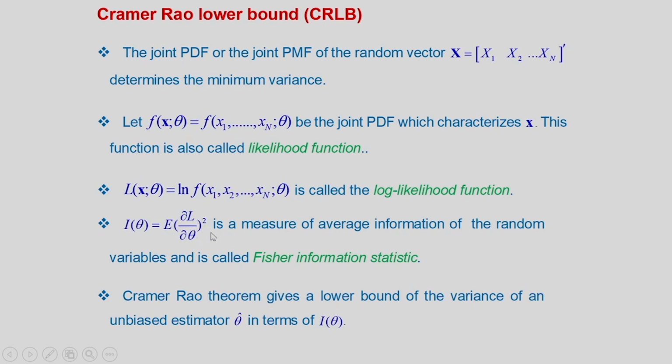Then the average value of that quantity is a measure of average information, and it is called the Fisher information statistics. Like any information measure, it is also positive, and we can show that it is an increasing function. Cramer-Rao theorem gives a lower bound of the variance of an unbiased estimator theta hat in terms of I theta. So, the lower bound in the variance will be given in terms of I theta. So, we have discussed what is I theta, that is the Fisher information statistics, that is E of del L del theta whole square.